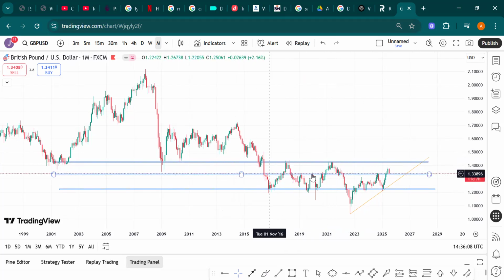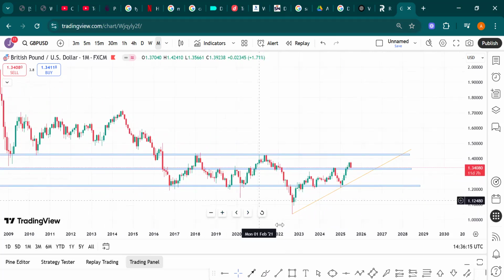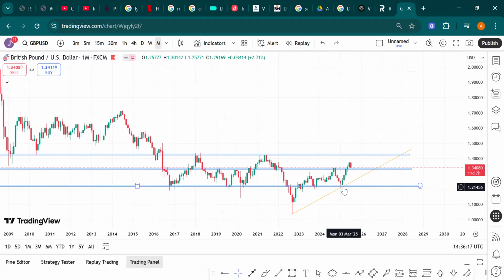For a few months, it was also rejected from this level. The same applies to those middle key levels. We saw that price came here. Let me zoom this out a bit. We saw that price came here, was rejected. Price broke this level, closed fully above it, and price is currently retracing back to it.